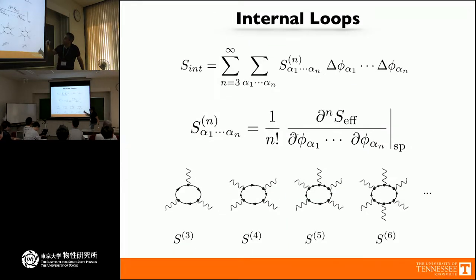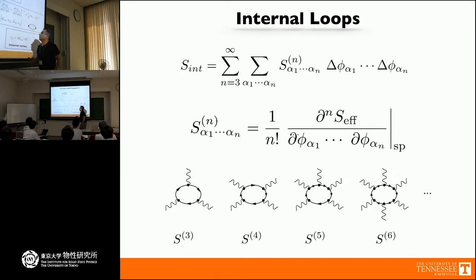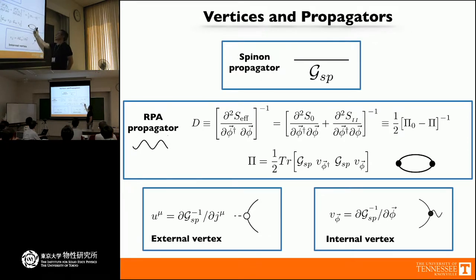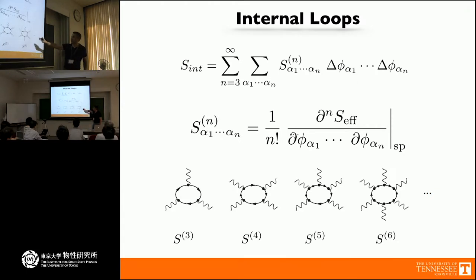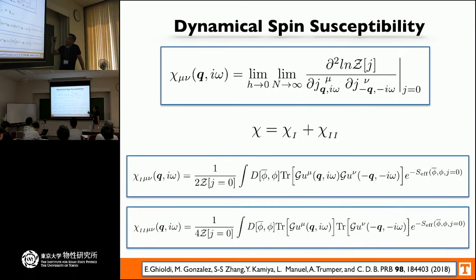So in this kind of diagrammatic expansion, the higher order terms in the expansion of the action correspond to loops like this. As I said, at the RPA level, the relevant diagrams have two internal vertices and two propagators, right? The higher order contributions of the action will have, for the third order, three internal vertices and one loop, fourth order four internal vertices and one loop, and so on and so forth. So these objects will also appear in the diagrams in principle. I mentioned that.